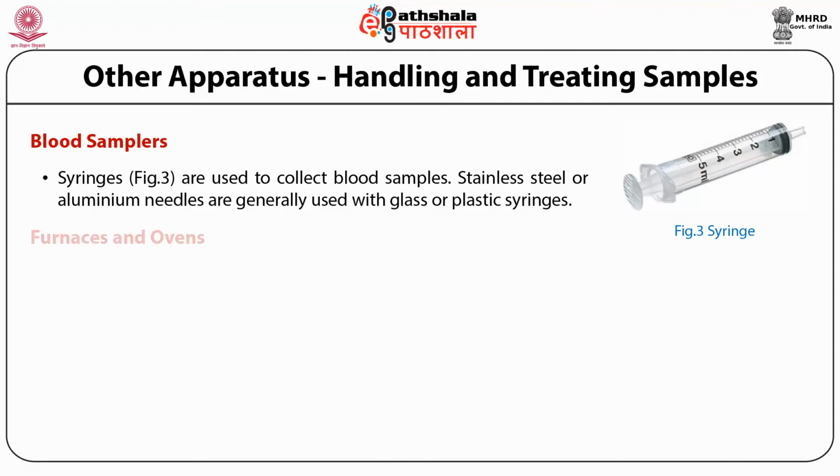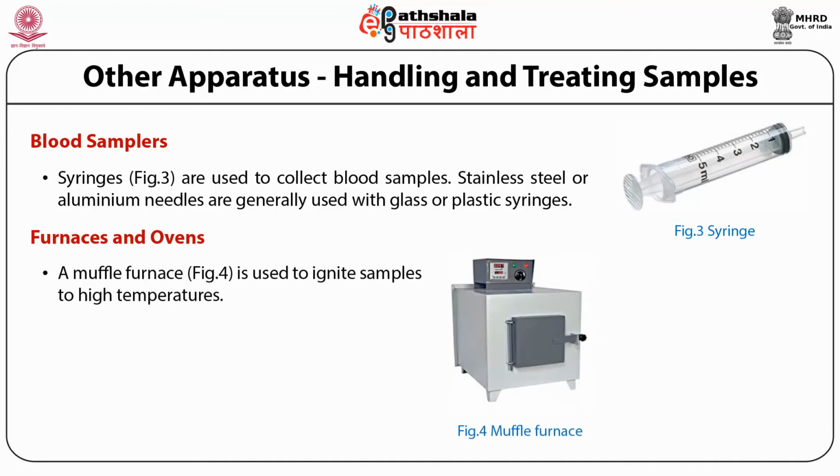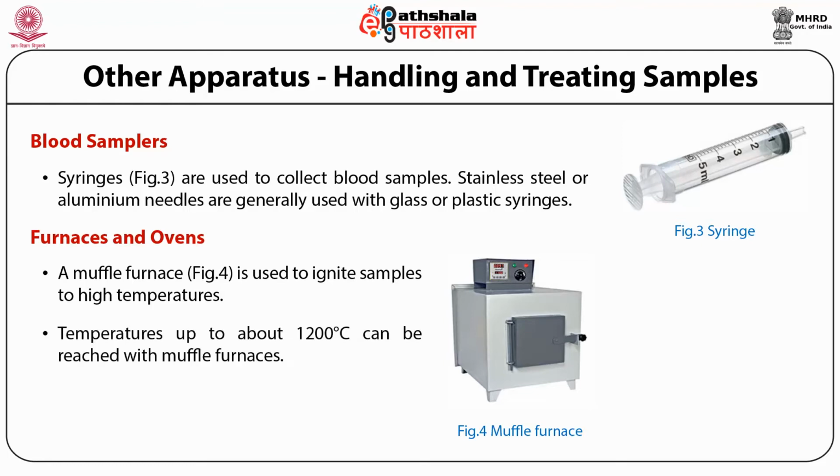Then the next is furnaces and ovens. A muffle furnace is used to ignite samples to high temperatures, either to convert precipitates to a weighable form or to burn organic materials prior to inorganic analysis. There should be some means of regulating temperature, since losses of some metals may occur at temperatures in excess of 500 degrees centigrade. Temperatures up to about 1200 degrees centigrade can be reached with muffle furnaces.